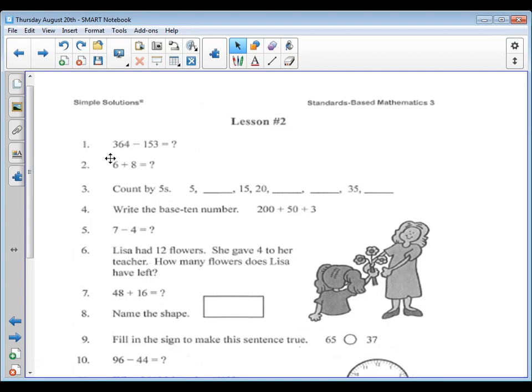So, our first question is 364 minus 153, and I am going to work that out over in the corner right here, and I'm going to label it number 1 so that way I can easily locate it. You all have a sheet on the other side where you can record your work as well. Feel free to use that.